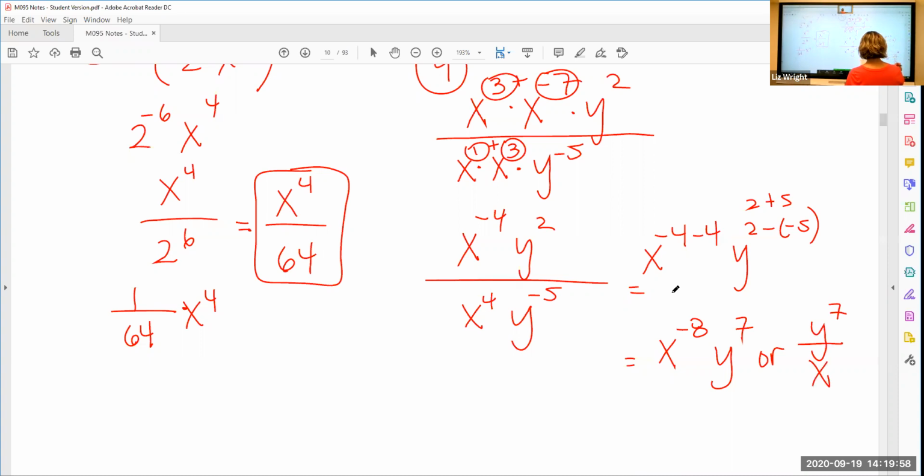x. Did I write down the wrong problem? It should be x to the 8 here. Let me double check something, because I have a different answer.